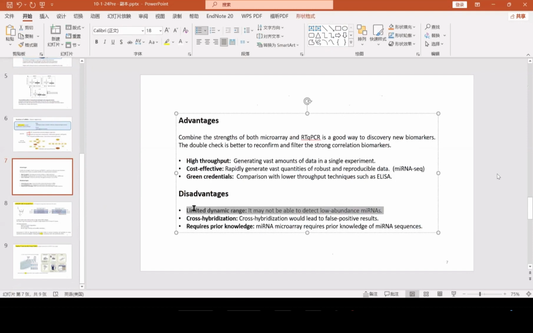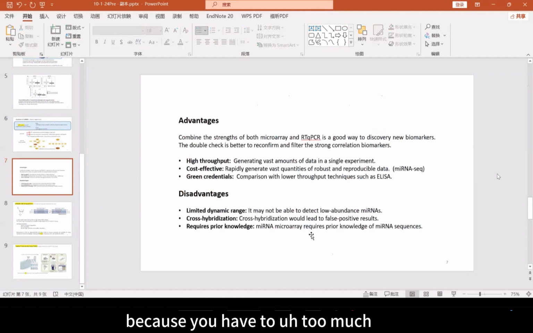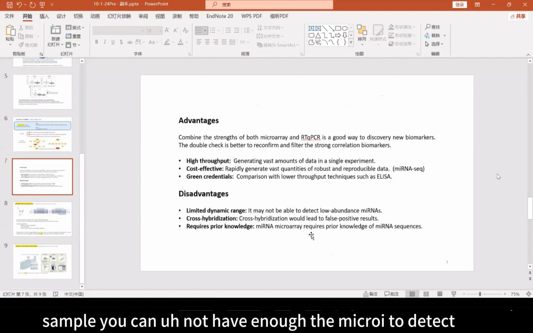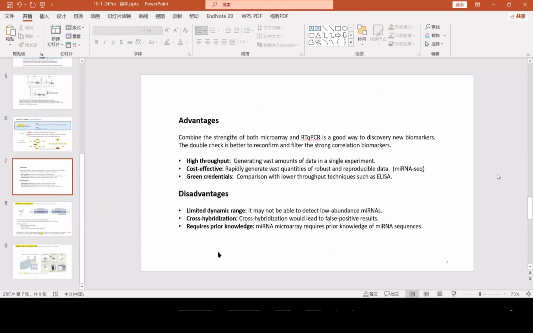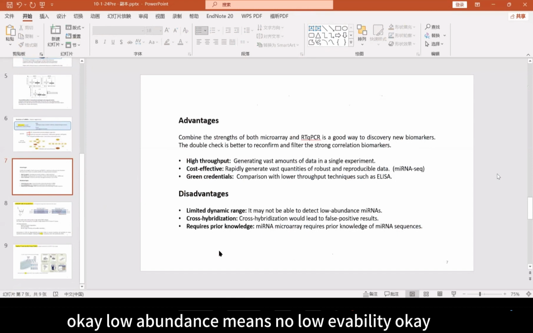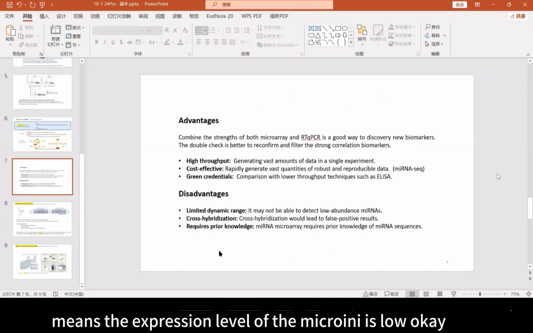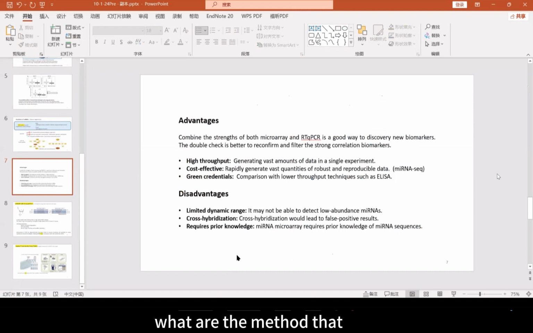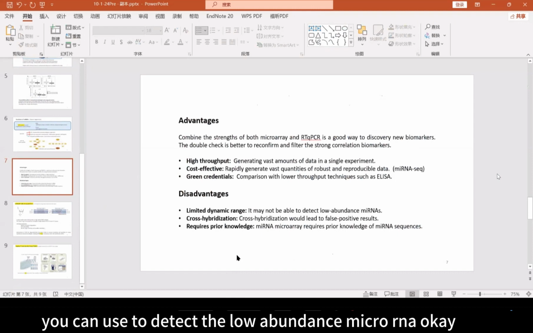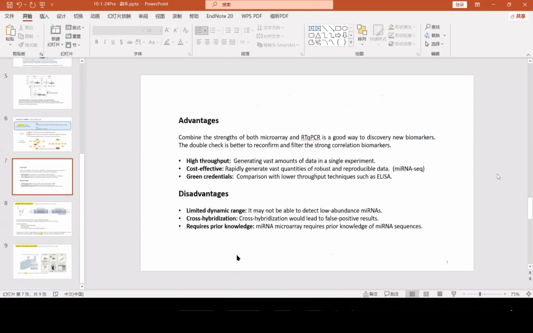Because you do not have too much sample, you cannot have enough microRNA to detect. So there may not be enough signal to be detected. Okay, low abundance means low availability. Low availability means the expression level of the microRNA is low. So if this is the case, this is the disadvantage of your method. What methods can you use to detect low abundance microRNA? Okay, never mind.